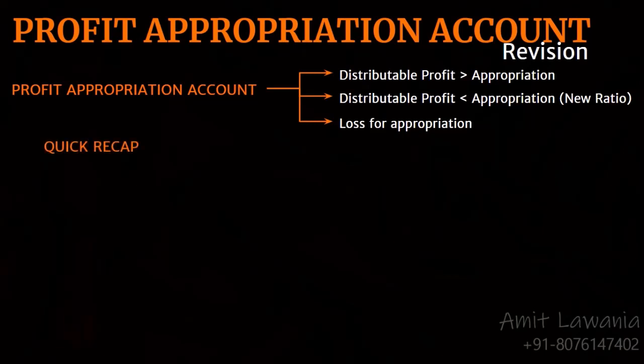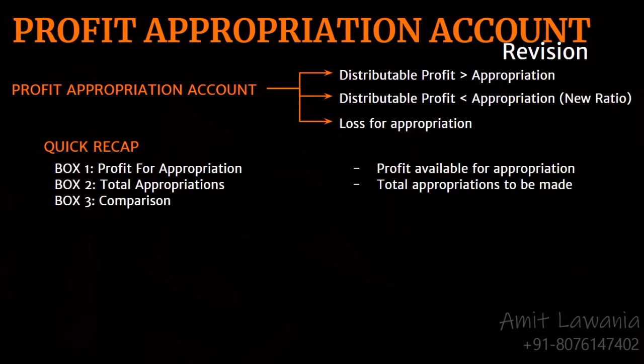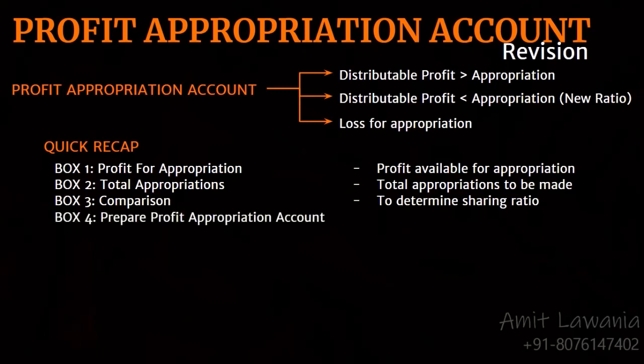Now a quick recap of boxes. Box 1 gave us profit available for appropriation. Box 2, we get the total appropriations required to meet the clauses of the agreement. Box 3, we compare the outputs of box 1 and box 2 to determine the profit or loss sharing ratio. Box 4 is the profit and loss appropriation account itself, where the actual distribution of profit or loss is done to the partners' capital or current accounts.